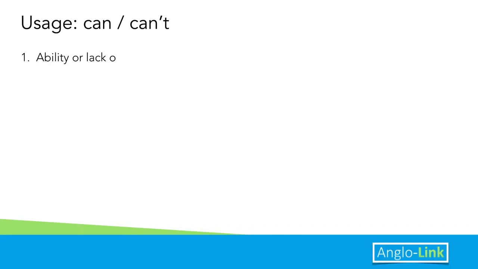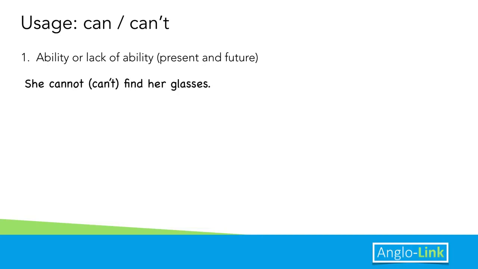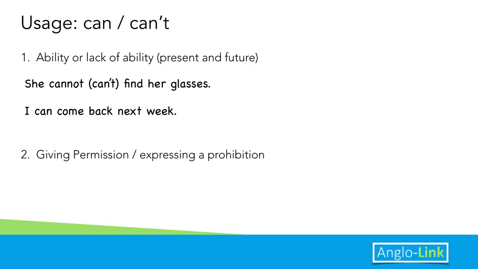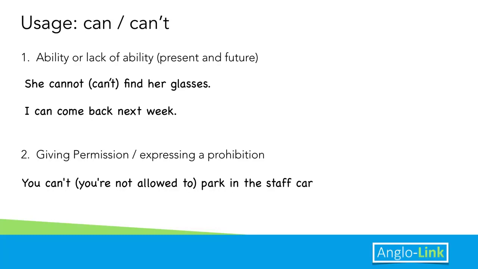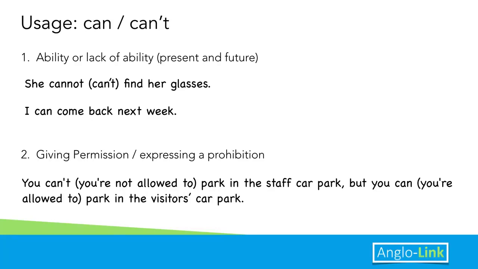The first usage is ability or lack of ability in the present and future tenses. She cannot, or she can't, find her glasses. I can come back next week. The second usage is giving permission or expressing a prohibition. For example, you can't means you're not allowed to park in the staff car park, but you can, meaning you're allowed to, park in the visitors' car park.